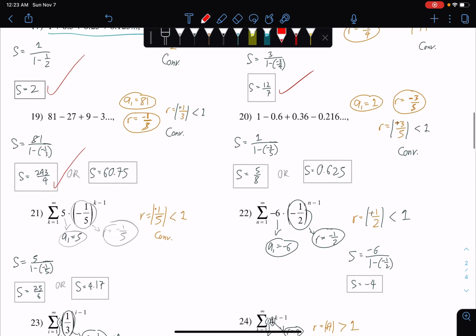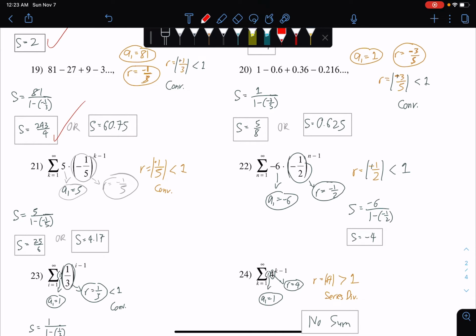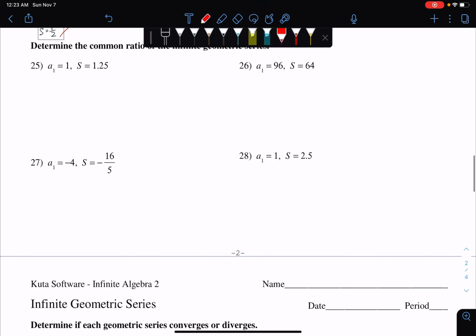Right, let's check now from number 20. 20, 0.625, 4.17 or 25 over 6. S is equal to negative 4. This is no sum, this is 3 over 2. Alright, so far so good.